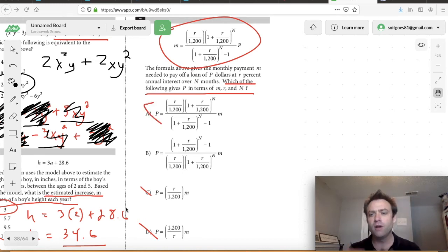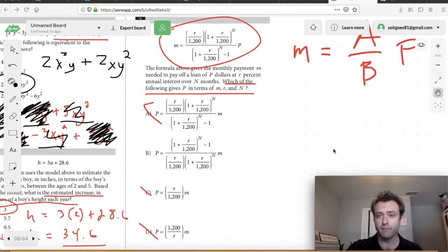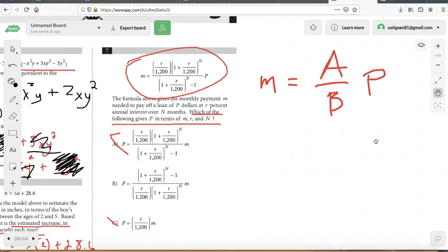Okay. Another way to look at this, B is looking good, by the way. Another way to look at this, we can confirm B, by the way, it is going to be B, is look at this fraction as if it were a simpler fraction. It's just a fraction, but I could rewrite it as M equals A over B times P. Okay, M equals A over B times P.